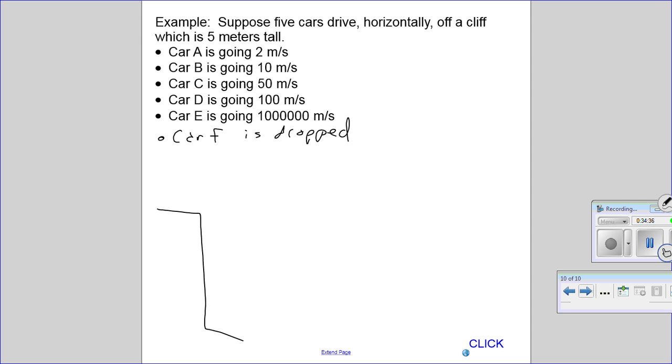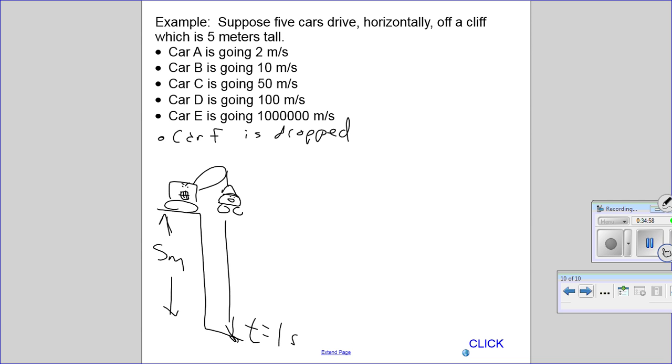All right, so here's a crane. He's mean. Here's the crane. He's going to drop a car. The car is going to fall. So if the cliff is, in fact, 5 meters tall, we just decided that it would take 1 second to hit the ground, right? Everybody good?